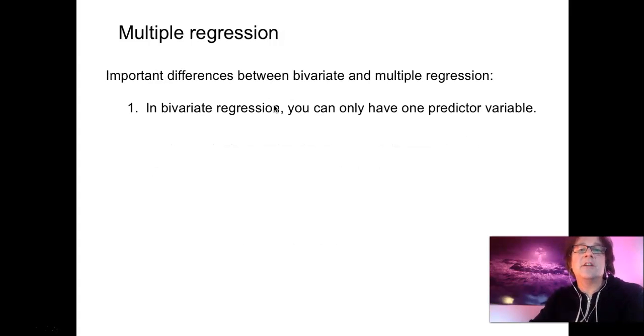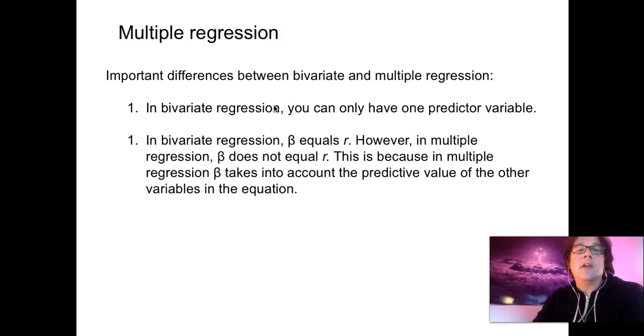Some important differences in here. In bivariate regression, you can only have one predictor variable, right? So that's what we started off doing. As an example, you can only throw in one predictor, one x value, and try to figure out a y score, a predicted y score. That should say number 2, not number 1 there. Also, in bivariate regression, beta equals r. However, in multiple regression, beta does not necessarily equal R.